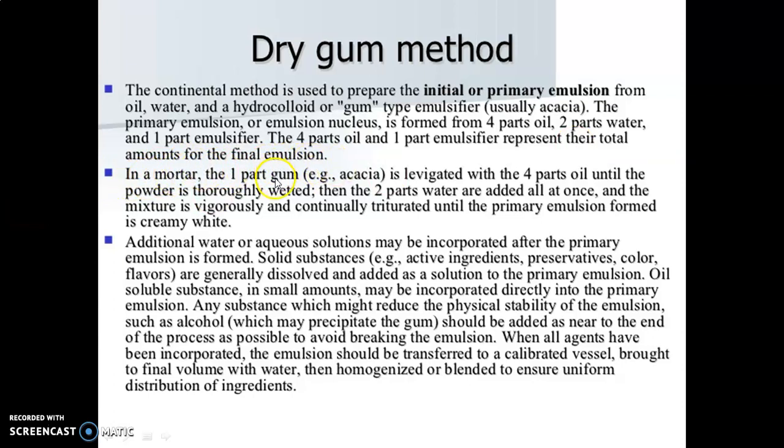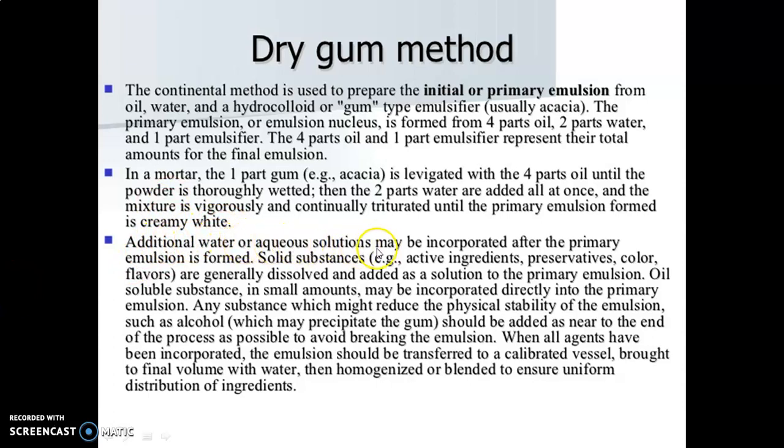In a mortar, the 1 part gum, for example acacia, is levigated with the 4 parts of oil until the powder is thoroughly wetted. Then the 2 parts water are added all at once and the mixture is vigorously and continually triturated until the primary emulsion is formed, which is creamy white.